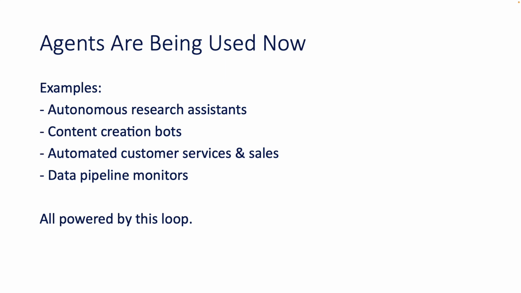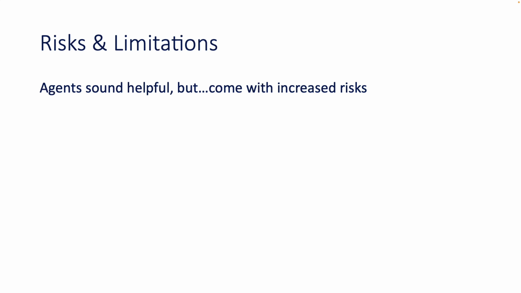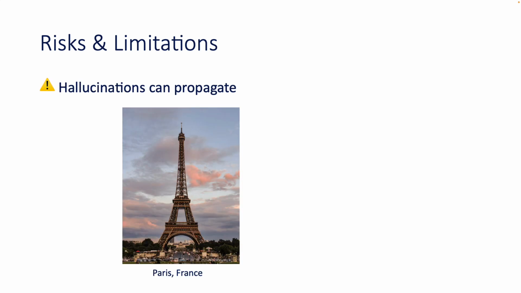I use this LinkedIn example because we can all see these social media sites are being proliferated with AI and bot-generated material. Now, this is amazing because this is all powered by these agentic loops. But because these are agentic loops, there are some of these risks and limitations that I need to share with you. The first is that hallucinations can propagate.